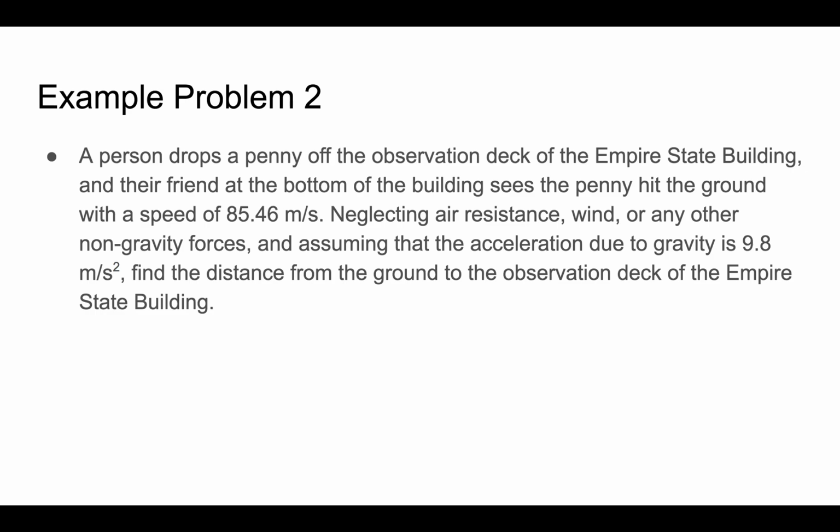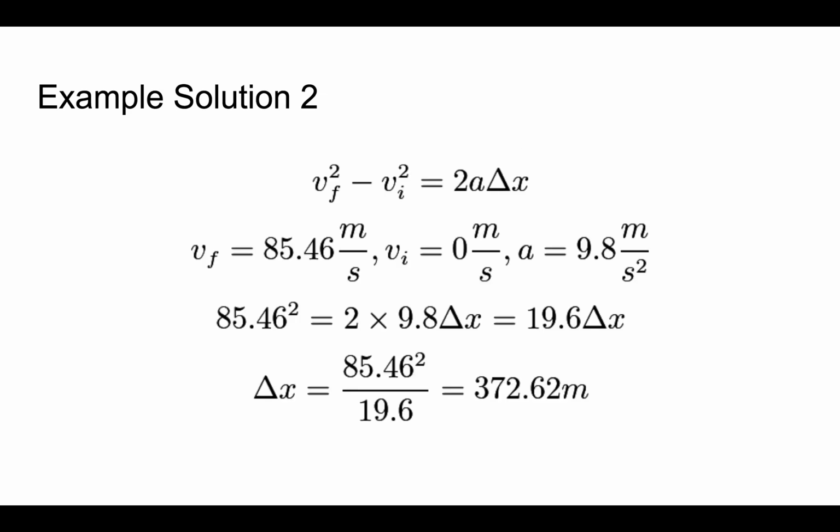And now we're going to use a time-independent formula to find the distance between the bottom of the Empire State Building and the observation deck. And how we do that is with a third formula, the time-independent one. So we know that V initial is equal to 0, V final is equal to 85.46, etc. We plug in the numbers here, we solve for change in x, and we get 372.62 meters.